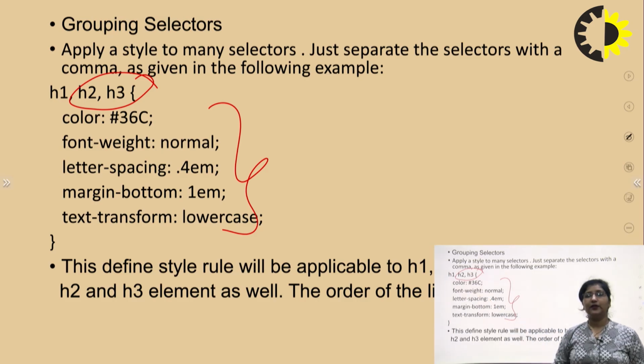Earlier I had to write H1, then all the styling, H2, then all the styling, H3, then all the styling, and similarly the process would go on. But now I can club all these things in a single row like H1, H2, H3. So I do not have to write all the styling again and again. Just mention H1, H2, H3, or any other element which requires the same styling, and the order of the list is irrelevant. The order will not matter.